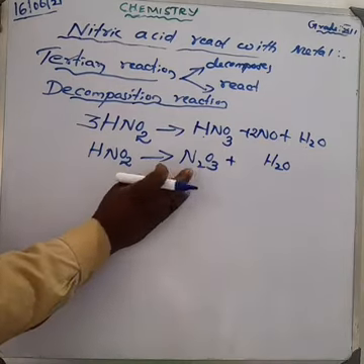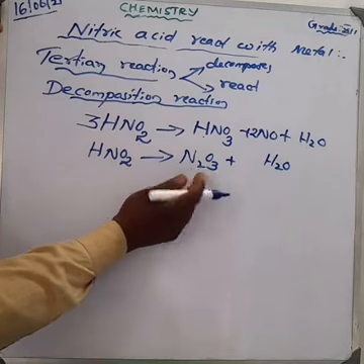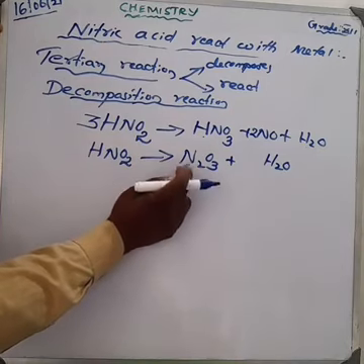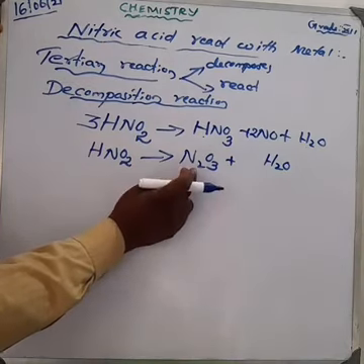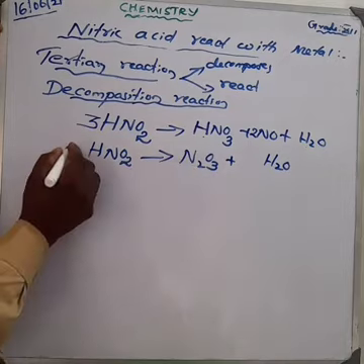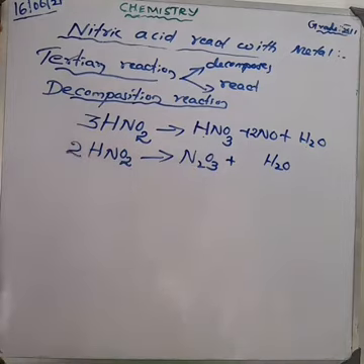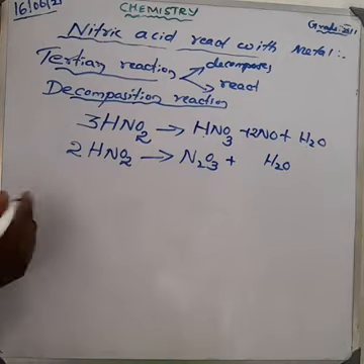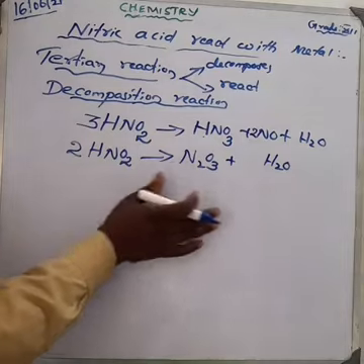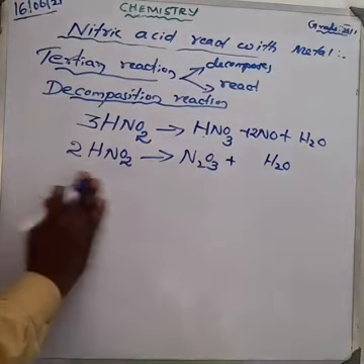Come to the product side. How much nitrogen are they having, dear children? N2. Am I right? N2. That means 2 nitrogen. So on the reactant side also make it 2 here. Now the equation is balanced. Yes or no?